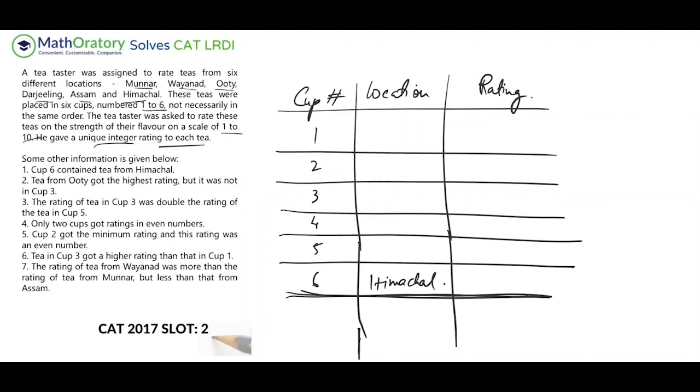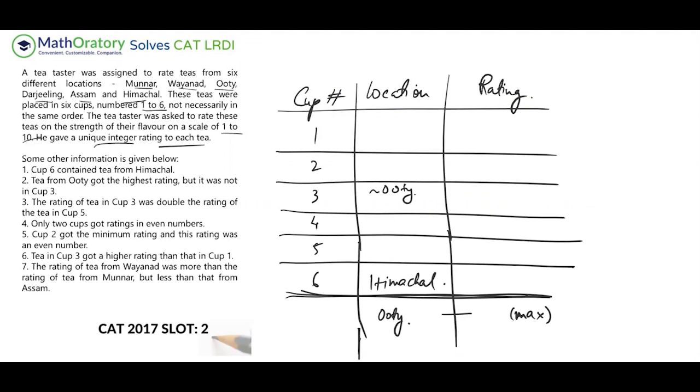So Ooty got the highest rating. Now, this is information I cannot place here. I could place something like this, and I will write it down. So this is not Ooty, and Ooty gets the highest rating. So I'll just put a maximum for this. I'll just write max. So I know that this is the highest rating. I don't know the value as such. Don't assume it to be 10.